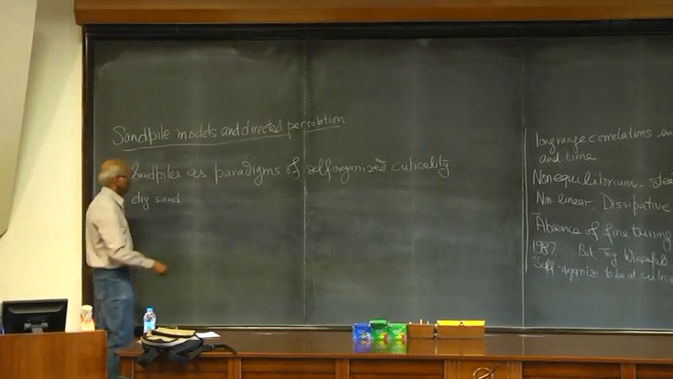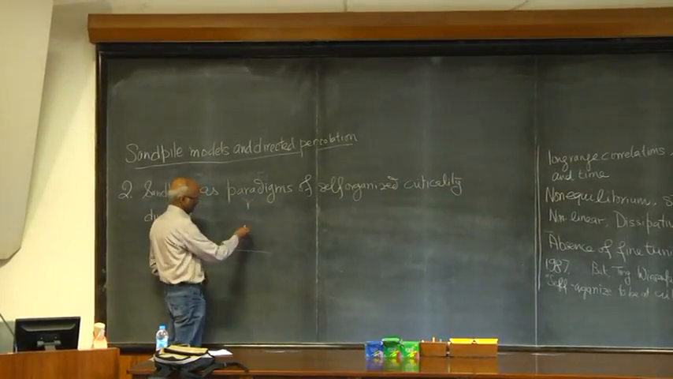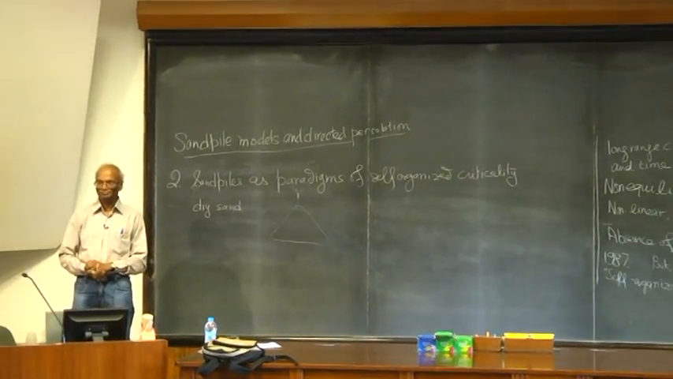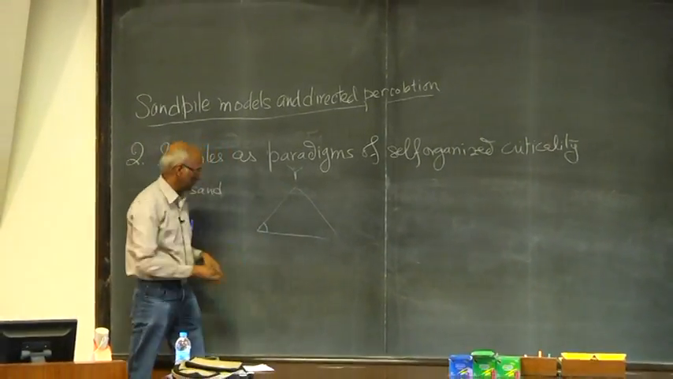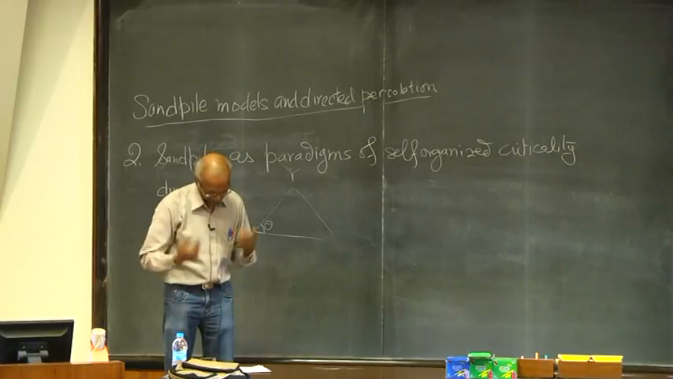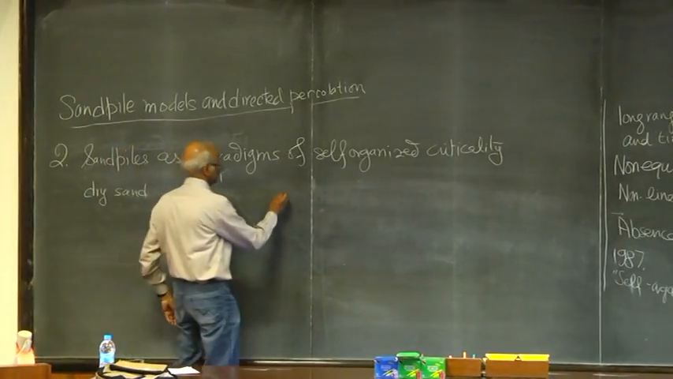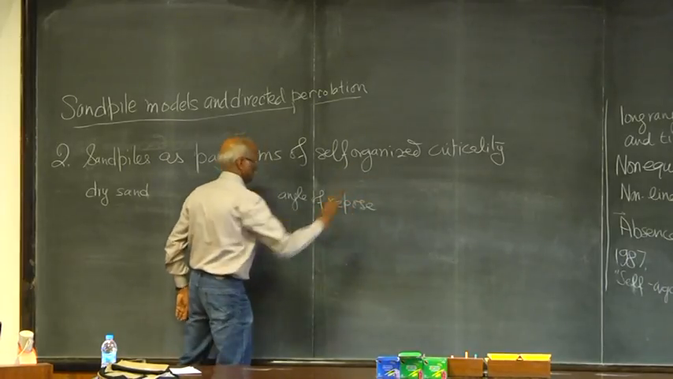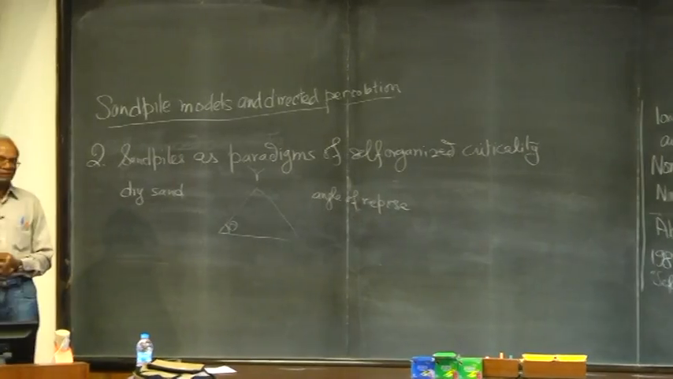If you take dry sand and you just pour it from some nozzle onto a flat table, then you form a pile. The pile is roughly in the shape of a cone. And this angle of the cone, which the sides of the surface make with the horizontal, is called the critical slope. It's called the angle of repose. So for a given kind of sand, there is an angle of repose.